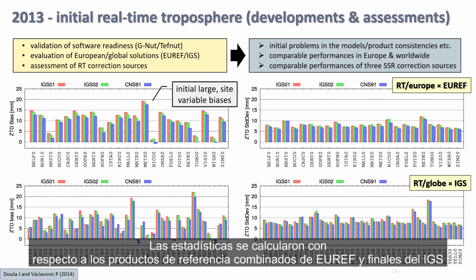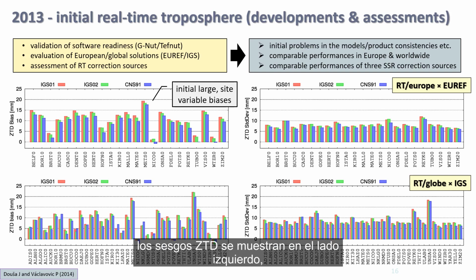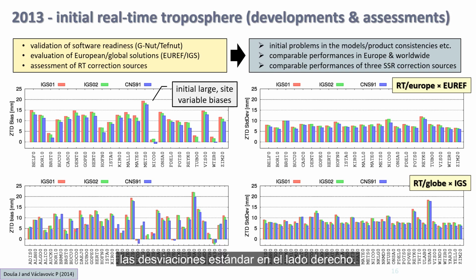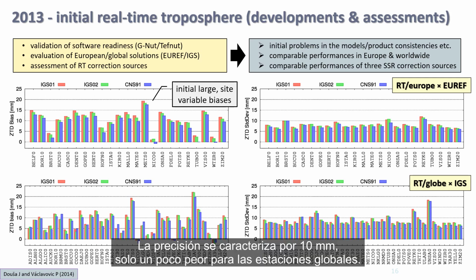Station statistics were computed with respect to the UREF combined and IGS final reference product. ZTD biases are displayed on the left-hand side, standard deviations on the right-hand side. Precision is characterized by 10 mm, only a bit worse for global stations.